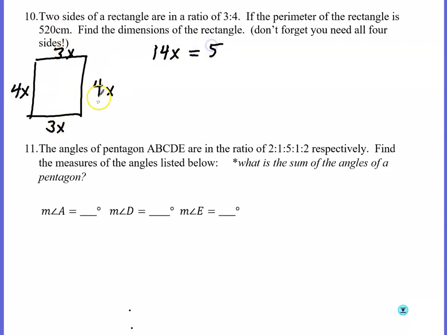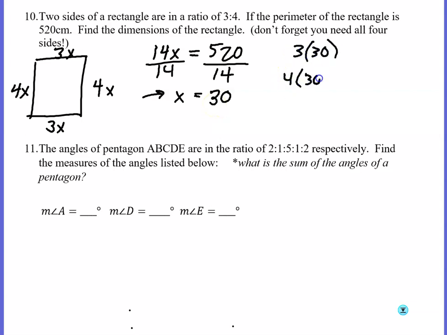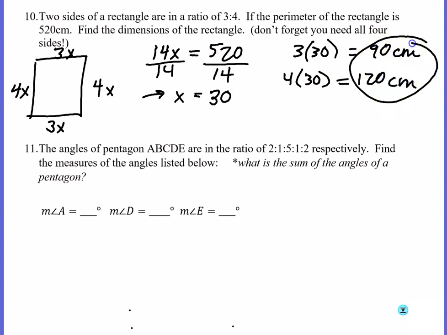And they said the perimeter, all of those sides should add up to 520. So then I'm going to divide both sides by 14. And I get x equals 30. Now, I'm not done. This is just the multiplier. They wanted the dimensions of the rectangle, so I need to know both of these sides, so I have to plug it back in. So I would do 3 times 30 and 4 times 30. So I get 90 centimeters and 120. So this rectangle is a 90 by 120 centimeter rectangle.